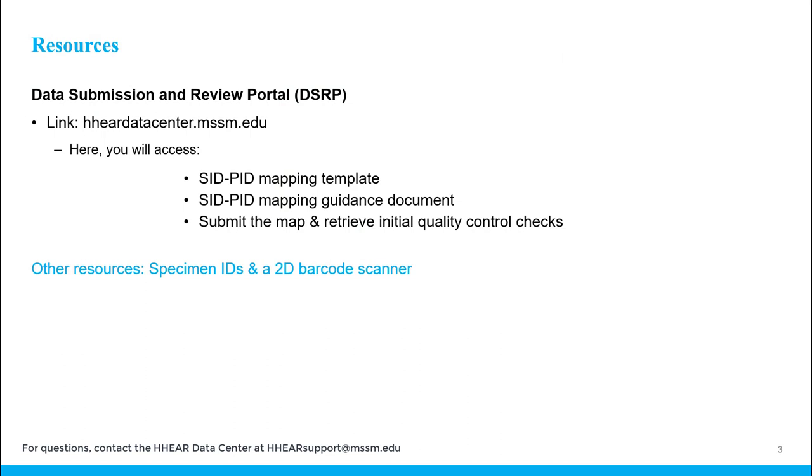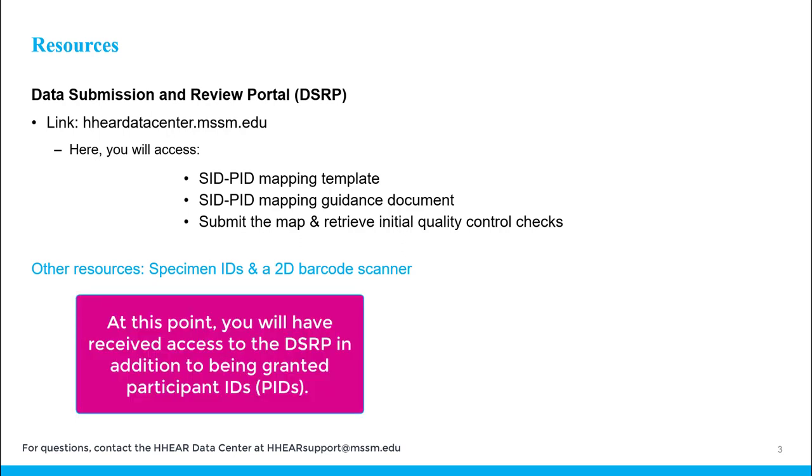The principal investigator, or PI, will complete the SID-PID map and submit the map to the HEAR Data Center website called the Data Submission and Review Portal, aka the DSRP. The link to the DSRP is heardatacenter.mssm.edu. The resources you need to complete your map are below and are found on the DSRP. These include the SID-PID mapping template, the SID-PID mapping guidance document, and you will also submit your map via the DSRP and retrieve your initial quality control checks.